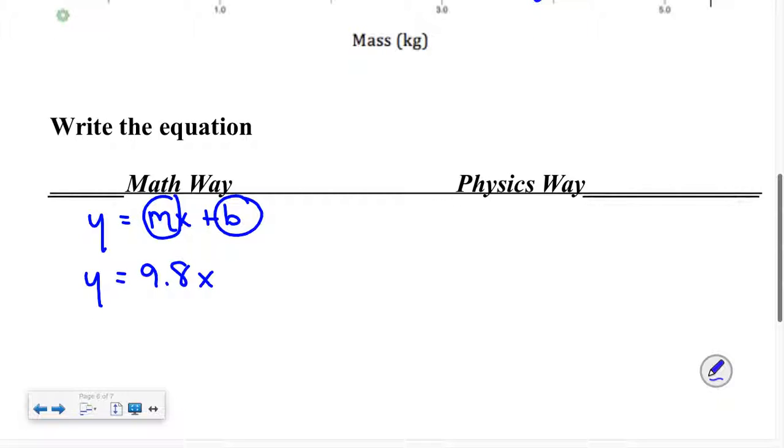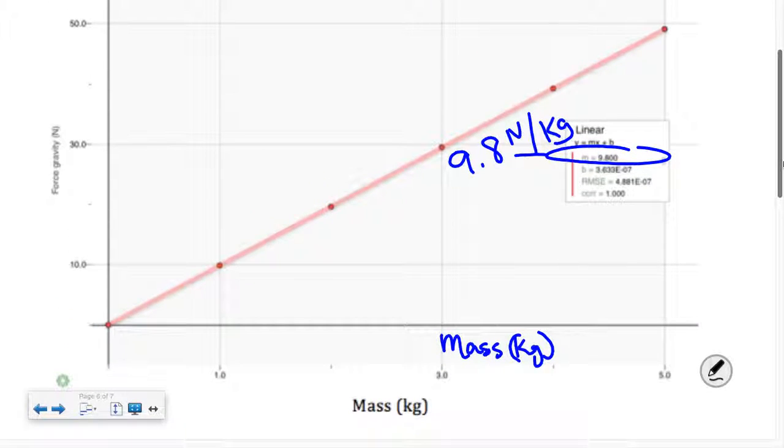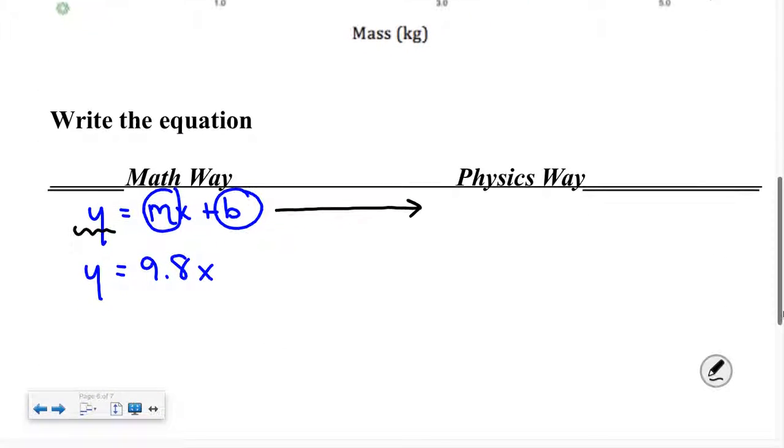Now, the difference is when we write equations in physics, we don't want to call it y's and x's. We want to call it what it is. So I'm going to look at my generic relationship, and we're just going to put the physics language on there. So instead of y equals, we look at what is along the y-axis. And in this case, along the y-axis is force of gravity. So force of gravity equals.